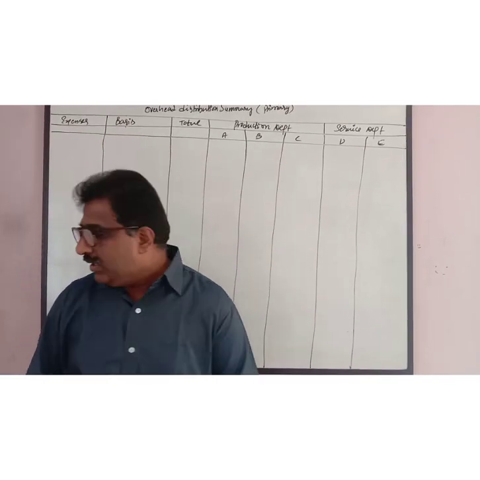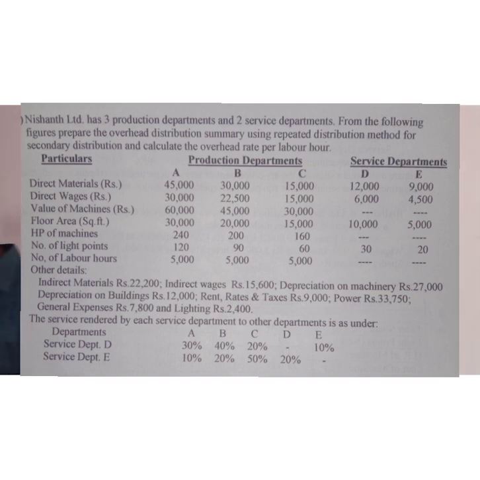Let me take one example and work out the primary overhead distribution. Please go through this example. Nishant Limited has 3 production departments and 2 service departments. From the following figures, prepare the overhead distribution summary using repeated distribution method for secondary distribution and calculate the overhead rate per hour. Particulars and production departments, service departments are given. In particulars, direct materials, direct wages, value of machinery, floor area, HP of machinery, number of light points, number of labor hours. These are all the basis, not the overheads.